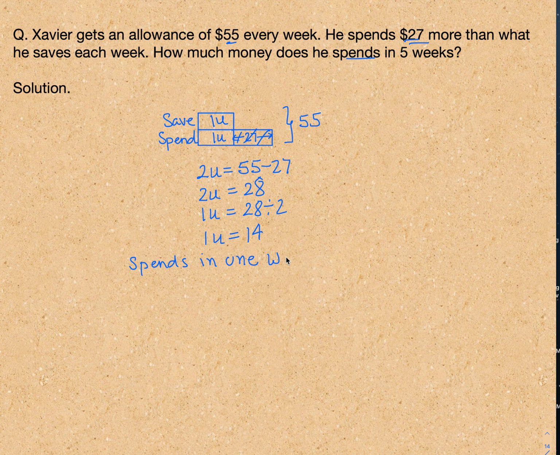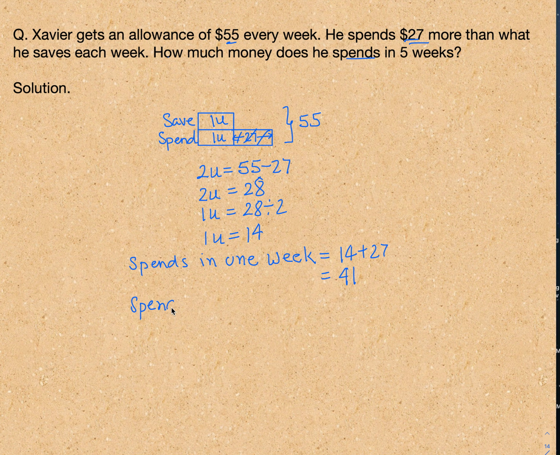So what do you think from the model? How much does he spend in 1 week? See, this is the expenditure. This is what he spends in 1 week: 1 unit plus another 27, and we know that 1 unit is 14. So just add another 27 to it, and you will get 41. 27 plus 14 is 41. So this is what he spends in 1 week.